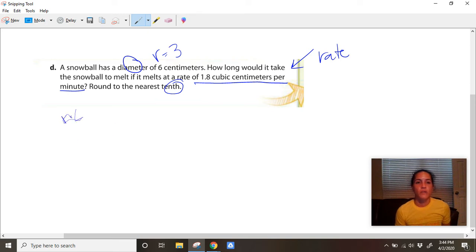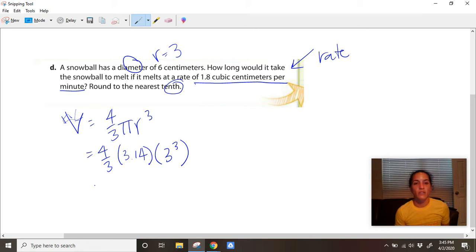So first we need to find the volume. 4/3 pi r cubed. Actually, I'm just going to use 3.14. So 4/3 times 3.14 times the radius, which is 3 cubed, that's 27. So let me find the volume. Type this in yourself. Don't be lazy and watch me type in numbers. That's wasting time. 3.14 times 3 to the third. So the volume of the snowball is 113.04 centimeters cubed. That's the volume.